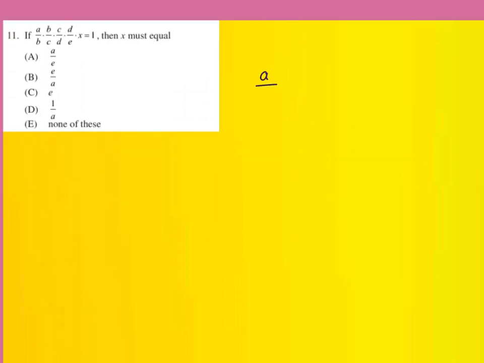Now what we have is A upon B into B upon C into C upon D into D upon E into X equals 1. Using this information, we have to find X. Let's just simplify this as much as possible. So the B's get cancelled out, the C's get cancelled out, also the D's get cancelled out. What I'm left with is A upon EX equals 1. Hence X is E upon A. And that's option B.